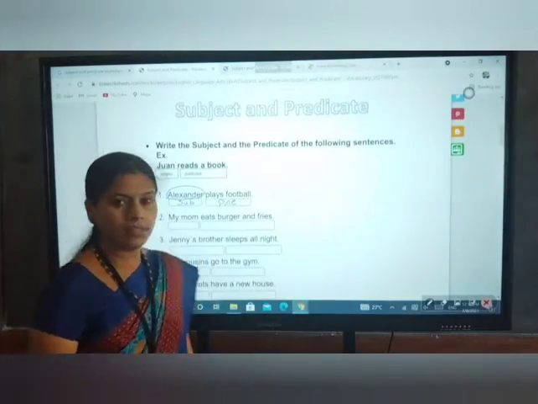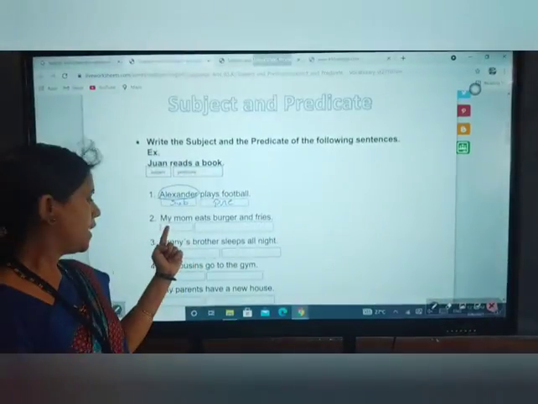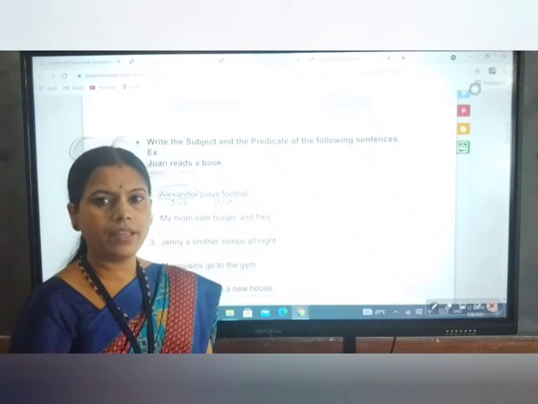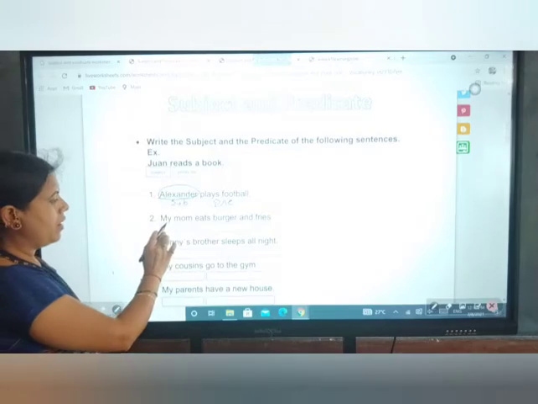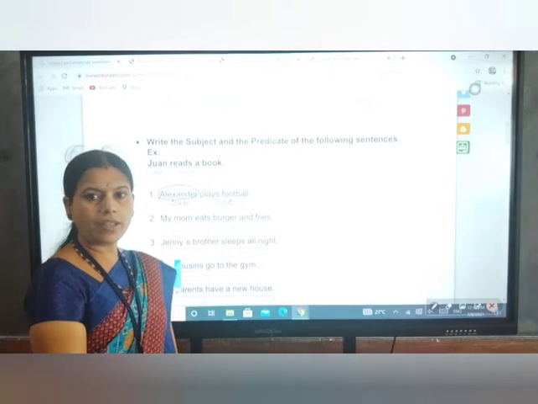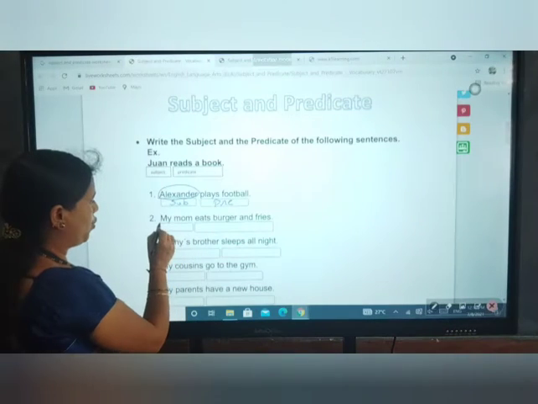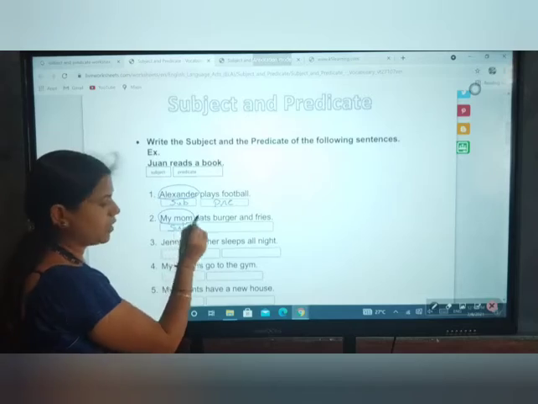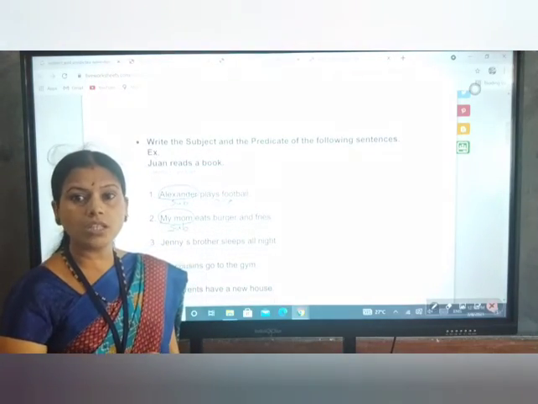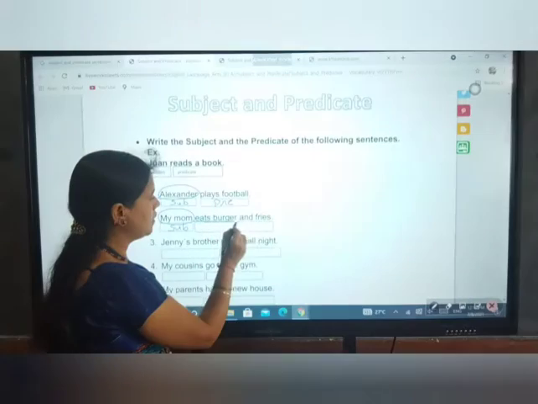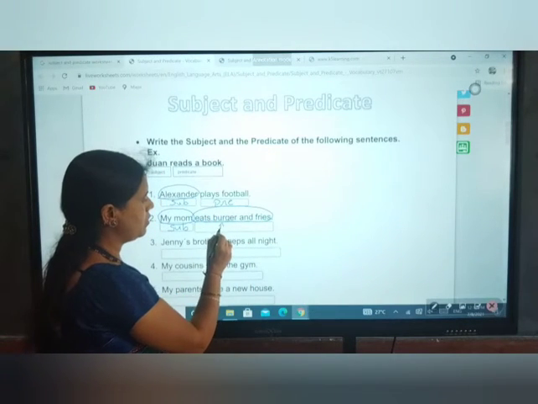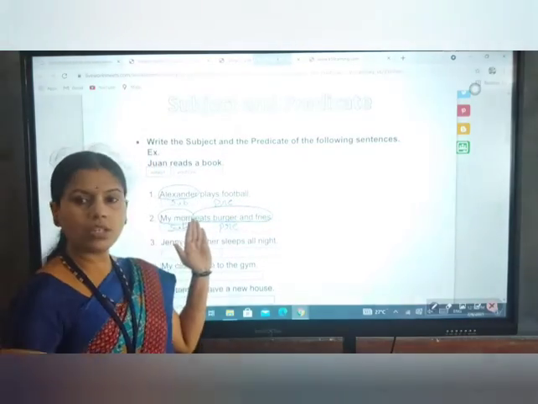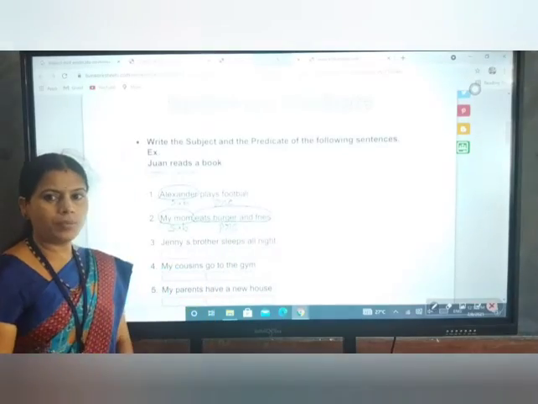So let's move to the second example. My mom eats burger and fries. Here they have given, my mom eats burger and fries. About whom are you talking here? You are talking about mom. So here my mom is subject, whereas what does she eat? Eats burger and fries. So this one we can call predicate. Got it? The action done by the subject is the predicate.